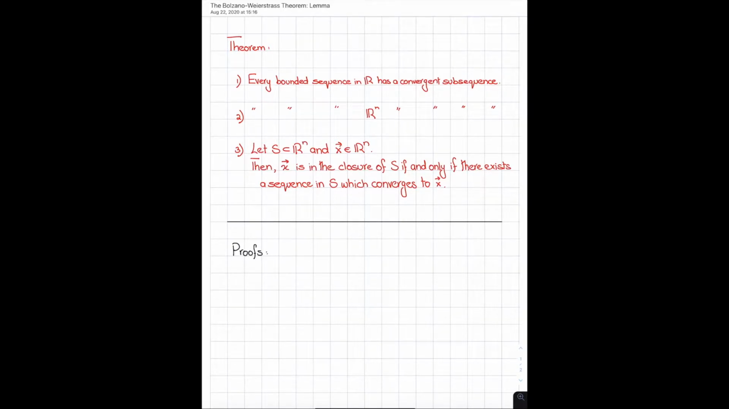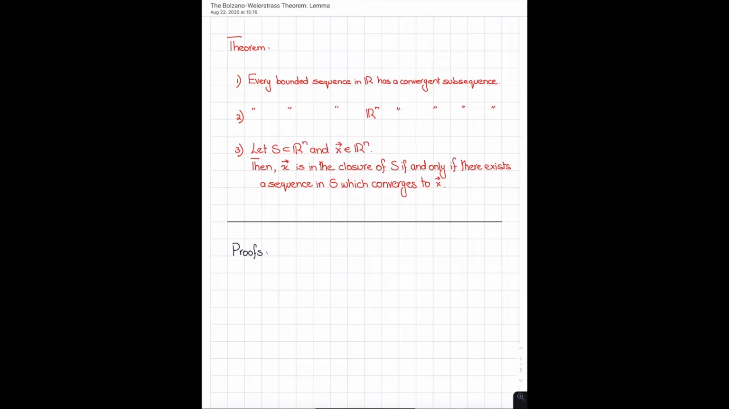So in the previous video, I basically discussed the proof of the nested interval theorem with the intent to use that theorem and some additional lemmas to prove the Bolzano-Weierstrass theorem. And the eventual purpose is to write a proof for the extreme value theorem.